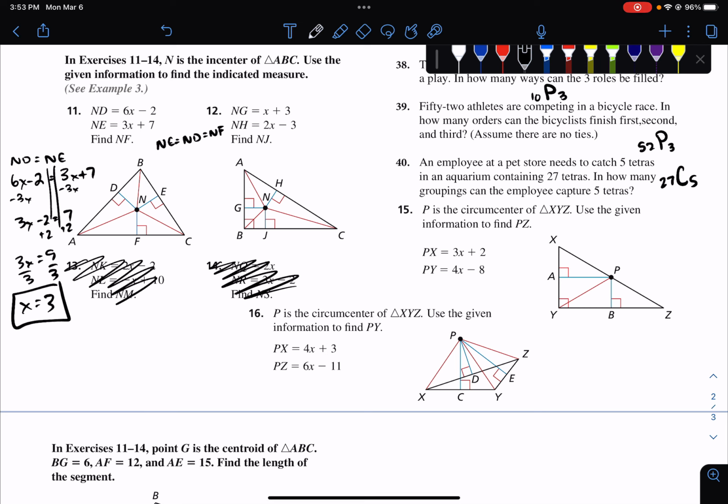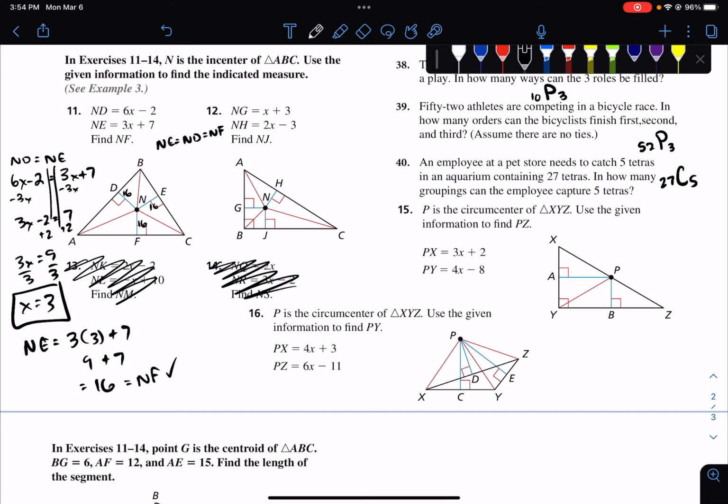But the question doesn't ask me what x is. The question asks me the distance of NF. Well, now that I know what x is, I can find that really easy because I know NF is the same as NE and ND. So all I have to do is take that x and plug it into this one or this one. It doesn't matter which one. So let's plug it into the second one. So NE equals 3 times 3 plus 7, which is 9 plus 7, which is 16. And since NE is 16, ND is also 16, and NF is 16.